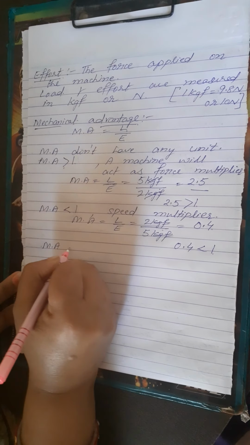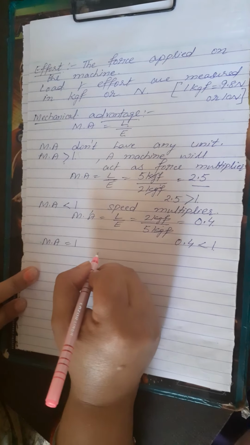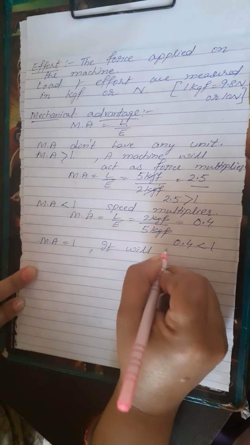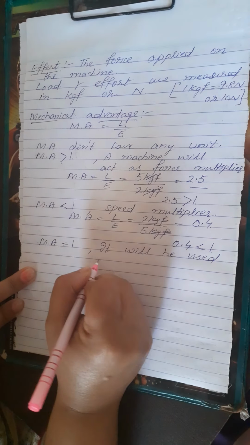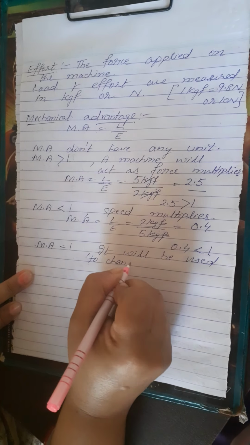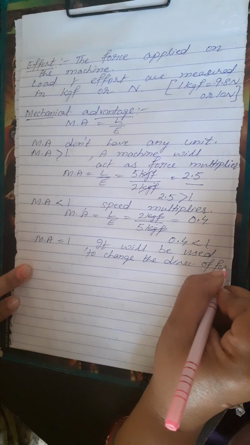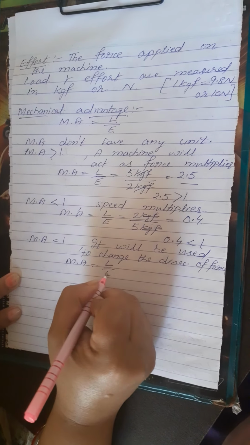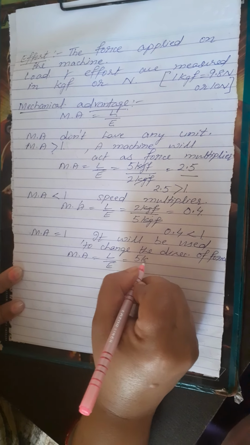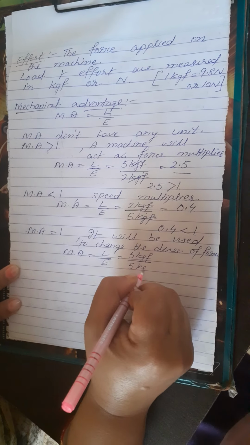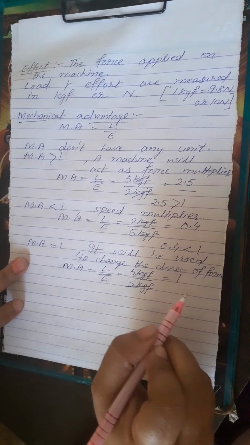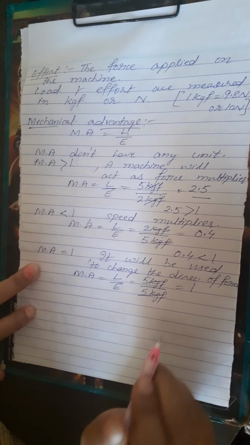And if mechanical advantage is equal to 1, then it will be used to change the direction of force. And it is possible only if load and effort are the same. Suppose the load is 5 kgf and the effort is also 5 kgf. So your answer will be 1. So it will be used to change the direction of force.